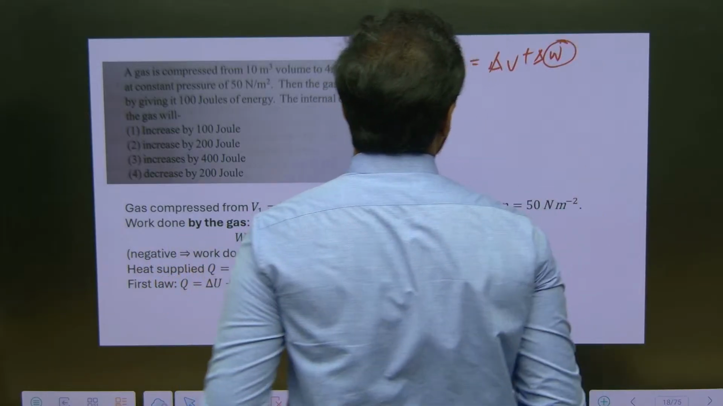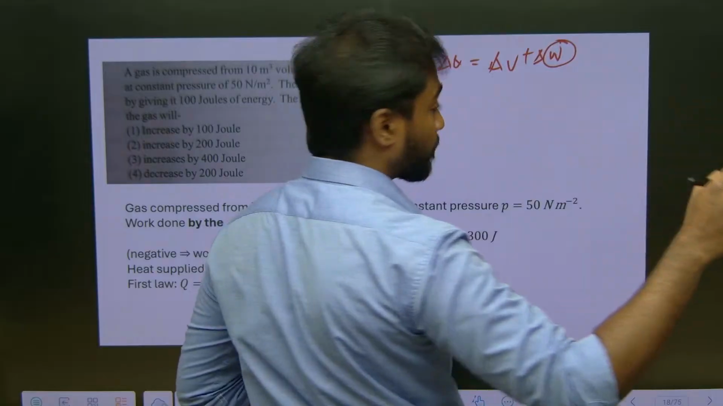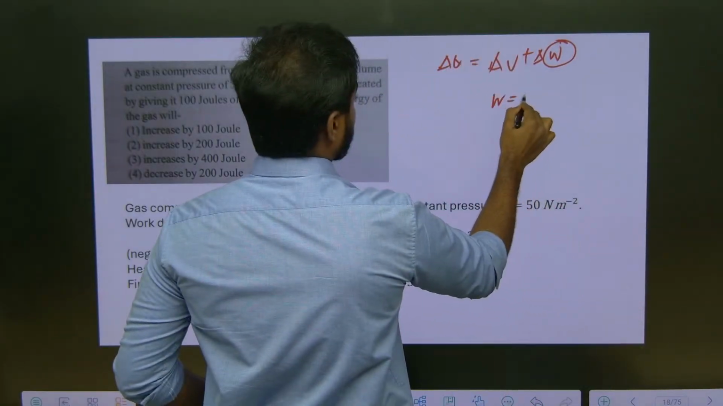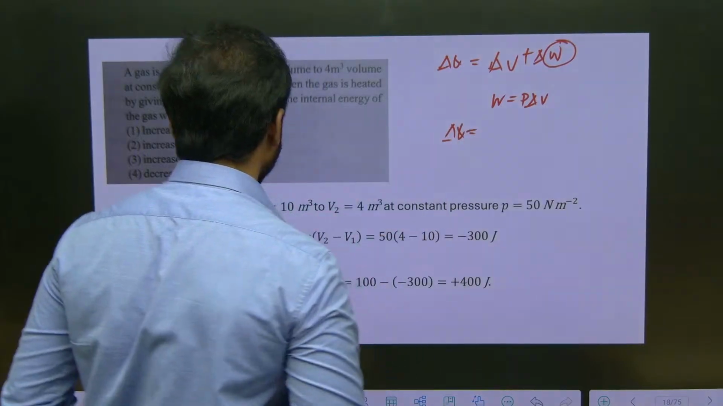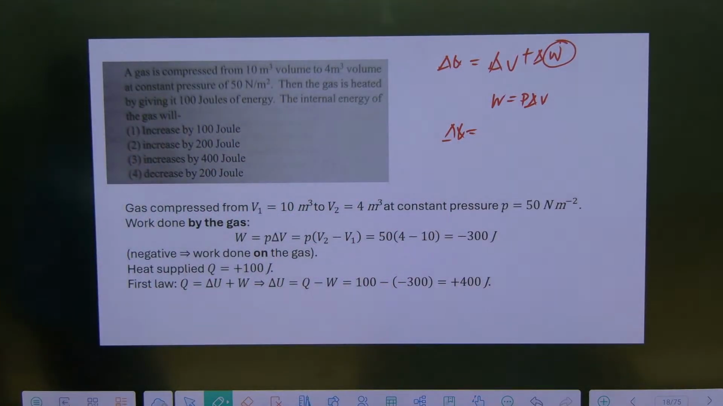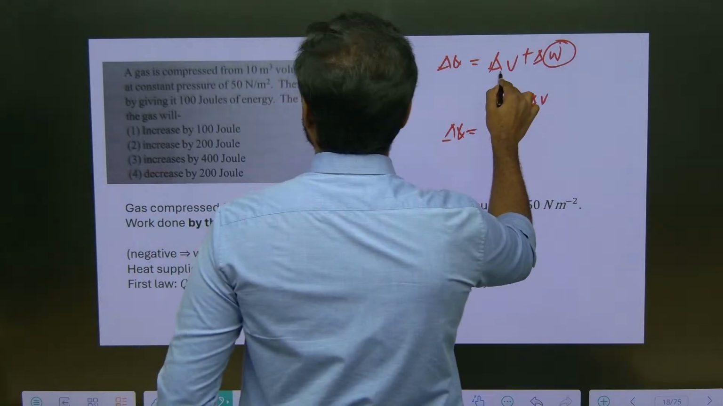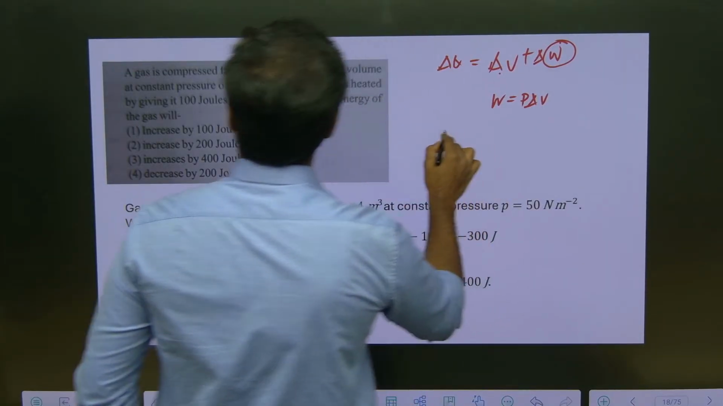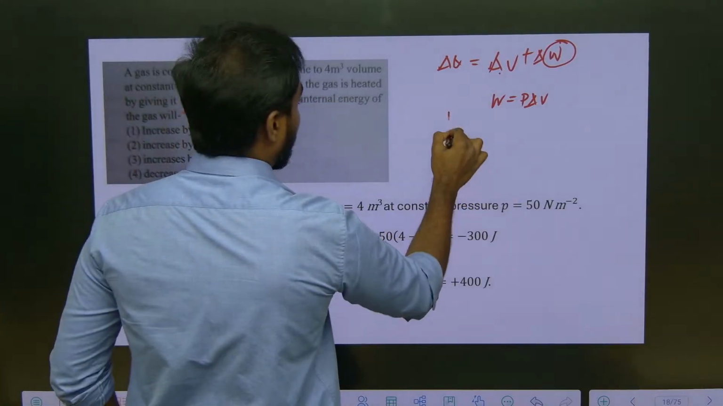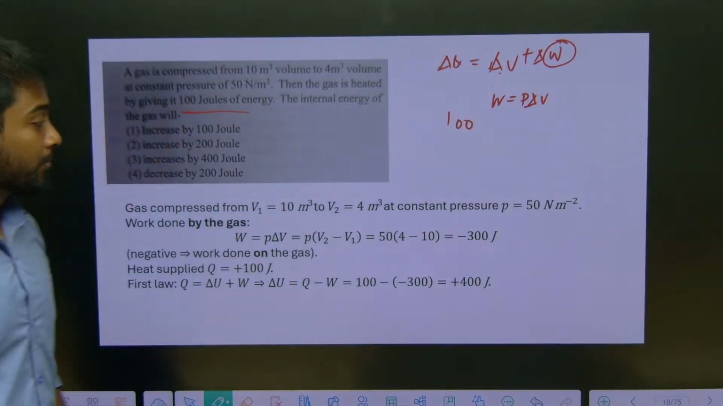What is work done? Work done is equal to pressure into delta V. So delta Q is equal to, what is delta U? Internal energy I need to find. So delta Q, how much have they given? It's 100 joules.